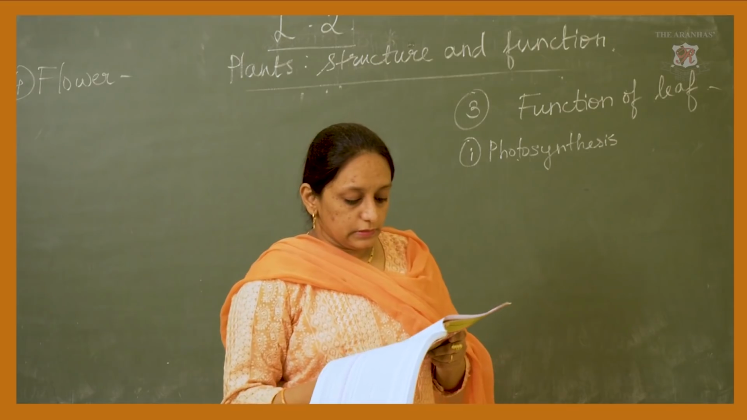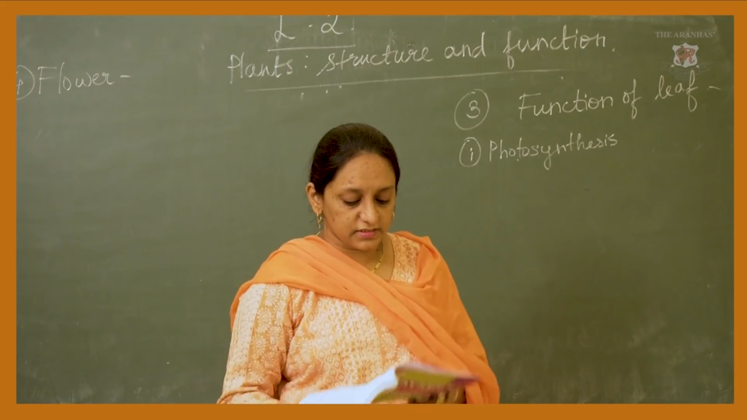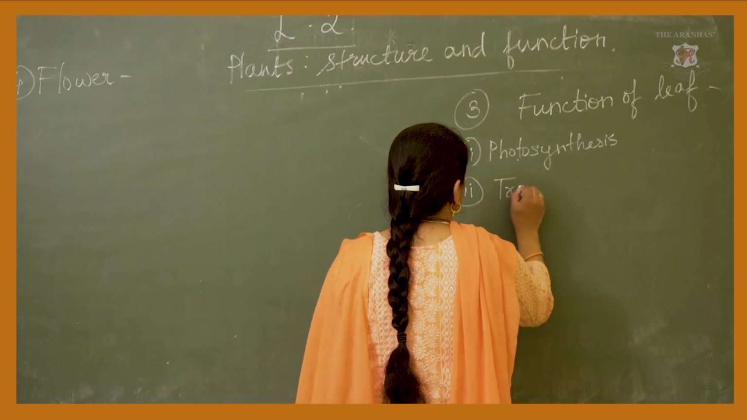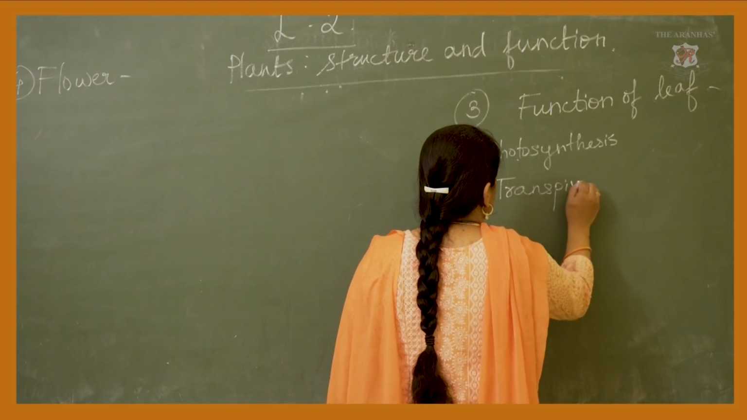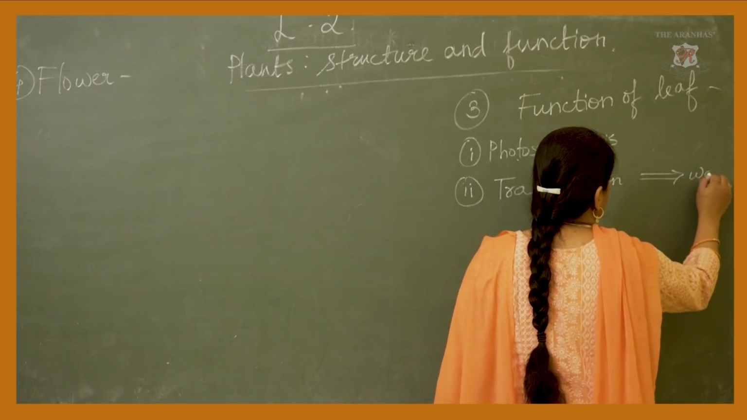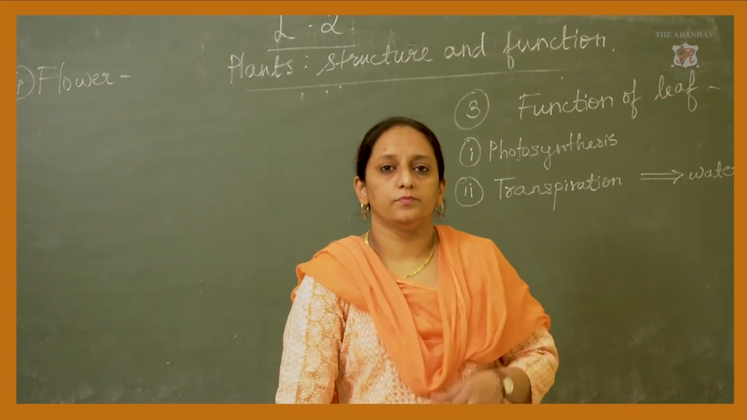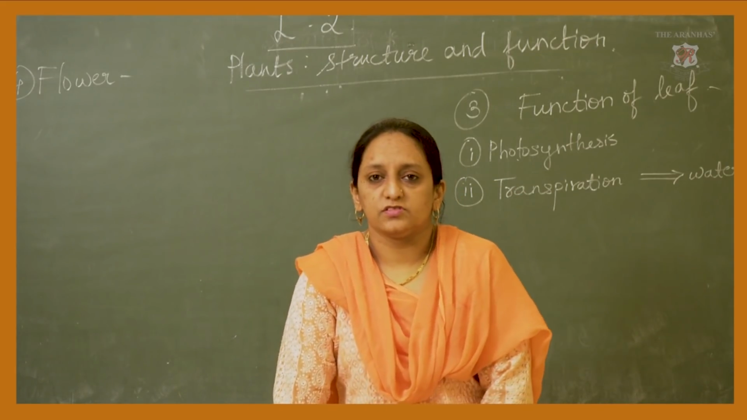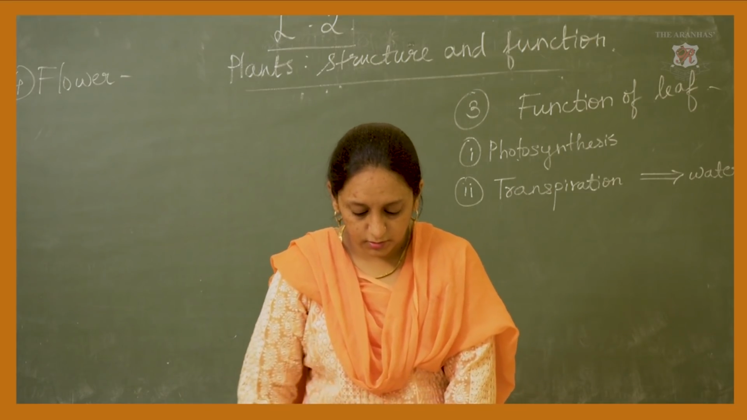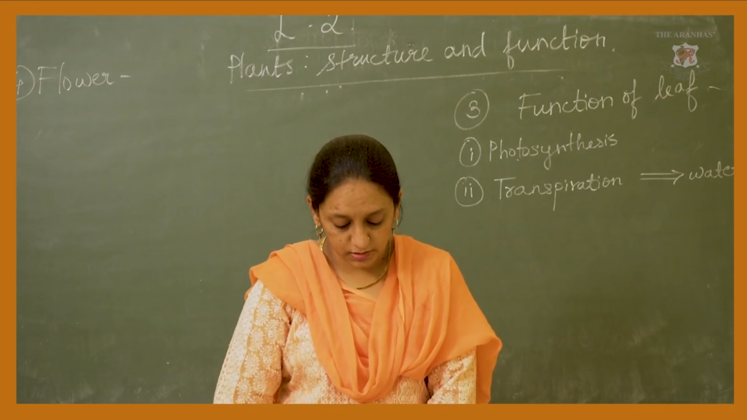Then the next function of leaf is transpiration. Transpiration means it gives out excess water from the plant. Transpiration means leaves help to give out excess water. On the top part of the leaf, the transpiration process takes place. It gives out the excess part of the water, like the evaporation process, the water is given out from the leaves.